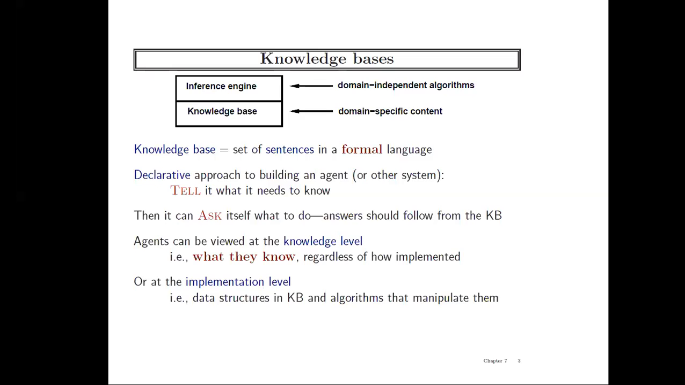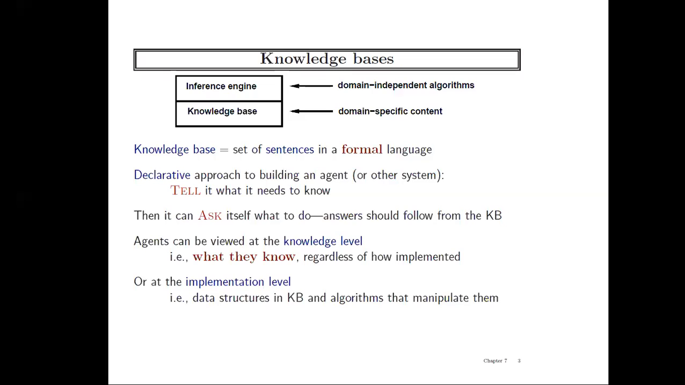So here we have a special kind of relationship called the tell and ask relationship. Tell is what it needs to know. Tell means informing the knowledge base, and ask means making a query to find out. When you ask, the inference algorithm will run, and you will know the result of your query. So tell is what it needs to know, and ask is what to do. The answer should follow from the KB. Obviously, all those answers will follow from the KB.